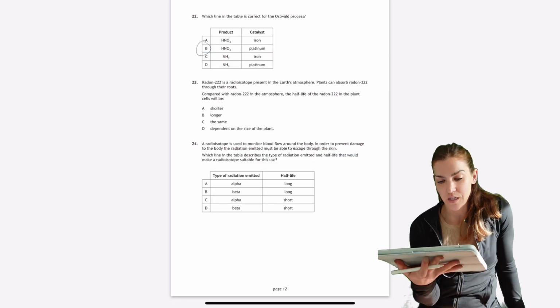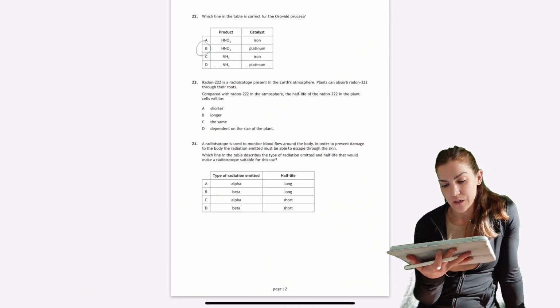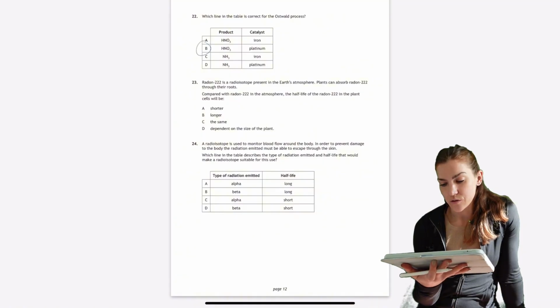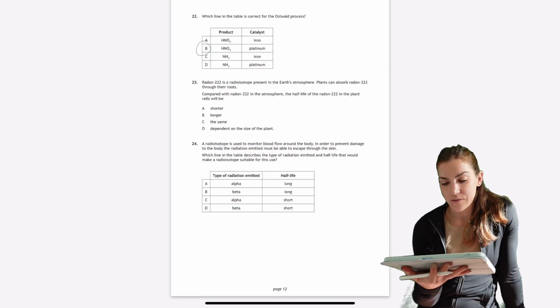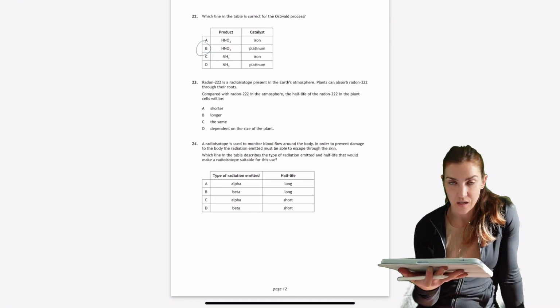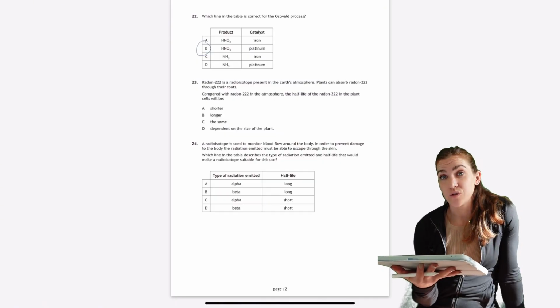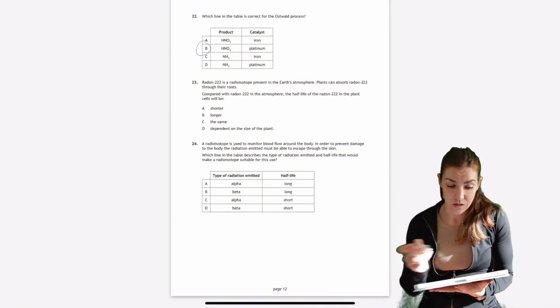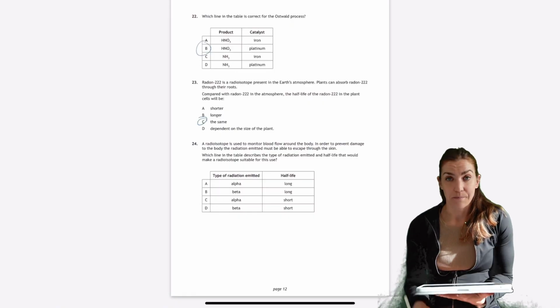So question 23, radon-222 is a radioisotope present in the Earth's atmosphere. Plants can absorb radon-222 through their roots. Compared with radon-222 in the atmosphere, the half-life of radon-222 in the plant cells will be. So this is a bit of a trick question because half-life doesn't change unless you change the radioactive isotope that you have. So if you've still got radon-222, the half-life of it is going to be the same regardless of where it is, what temperature it's at, what pressure it's at. Nothing changes it. So it will be the same.